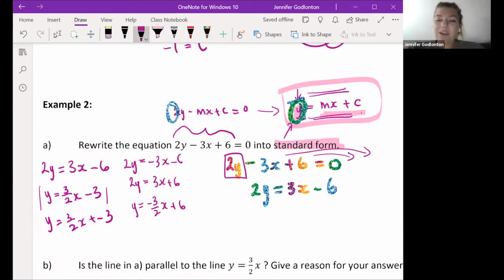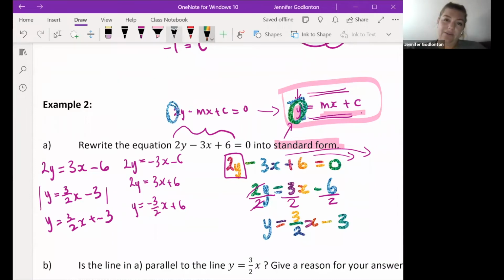So I have to divide that by 2 so that my 2 goes away, and I have to divide that by 2 because it's an equation. What we do to one thing, we have to do to everything. So those 2's are going to cancel, and we're left with y is equal to 3 over 2x. And then negative 6 divided by 2 is going to give me negative 3.